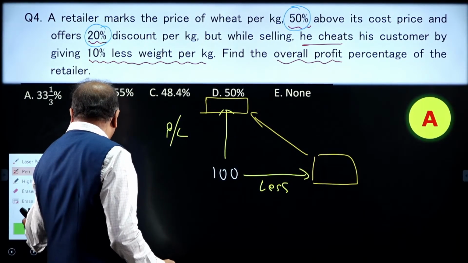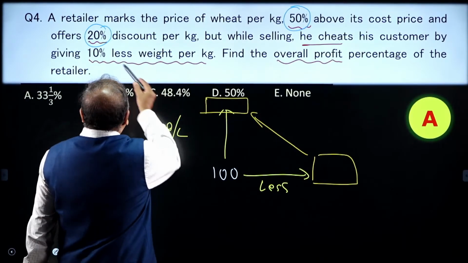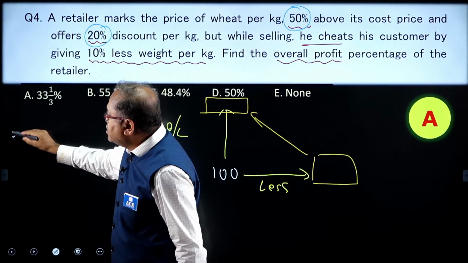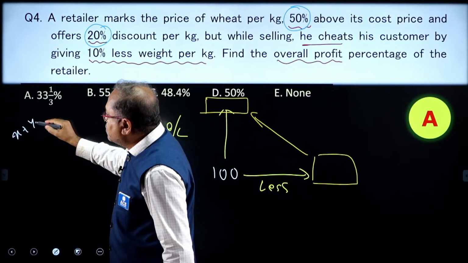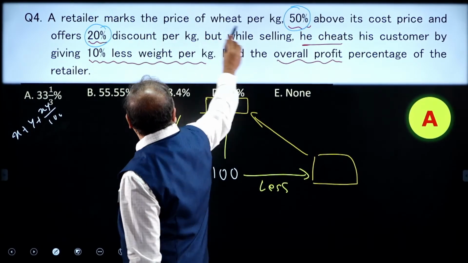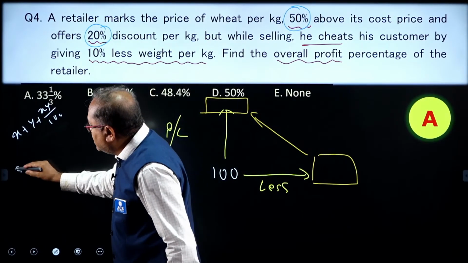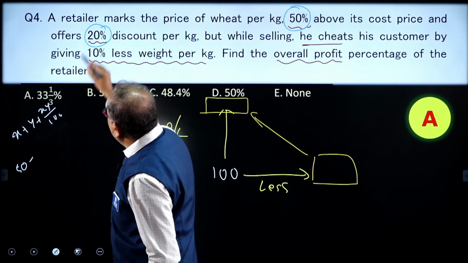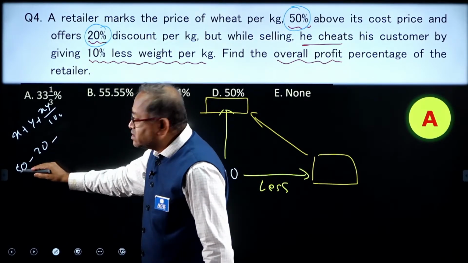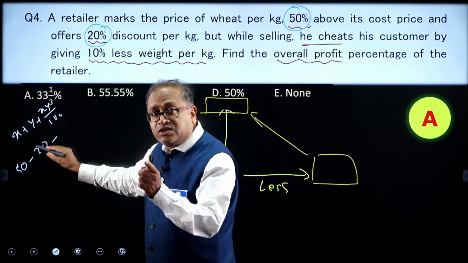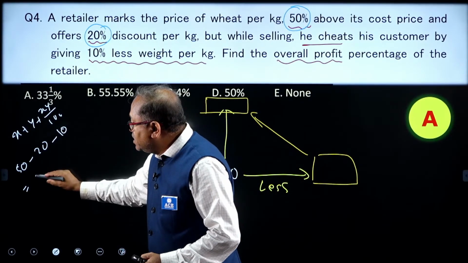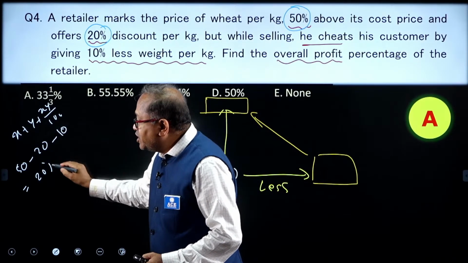So, you understood it. Here I will apply the two-effect formula, x plus y plus xy by 100. He increased the price by 50% and he is giving a discount of 20%. So, this is x and this is y. So, minus 50 into 20, that is 1000 by 100, you get 10. That means overall he is getting a profit of 20%.